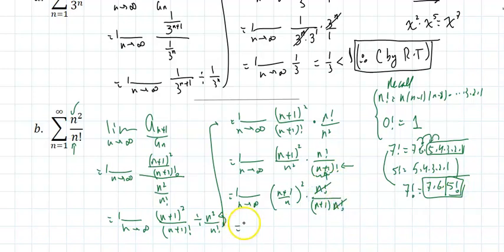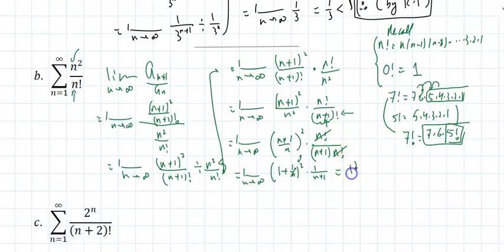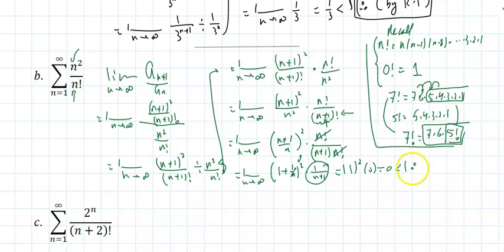Those cancel out. This is the limit as n approaches infinity. Can't I say this is 1 plus 1 over n squared times 1 over n plus 1? Isn't that a 0? That would be 1 squared, and doesn't that approach 0, which is 0 less than 1? Therefore, converge by comparison test.